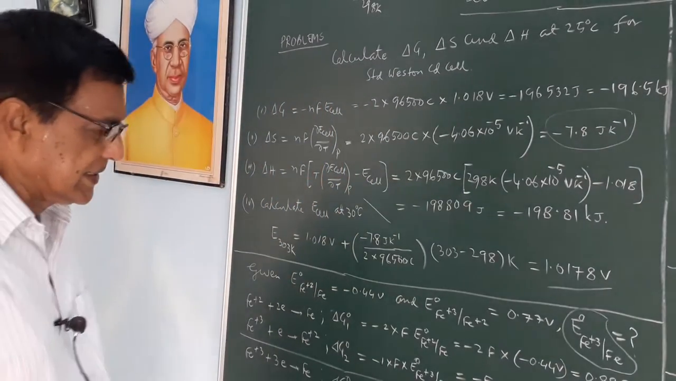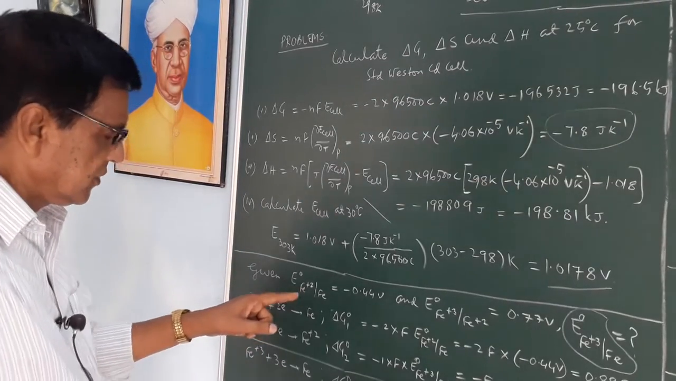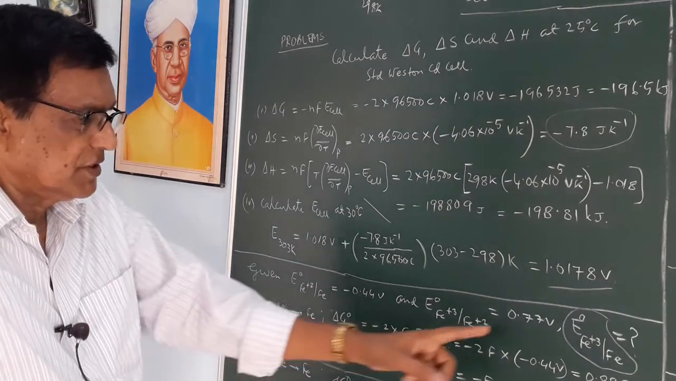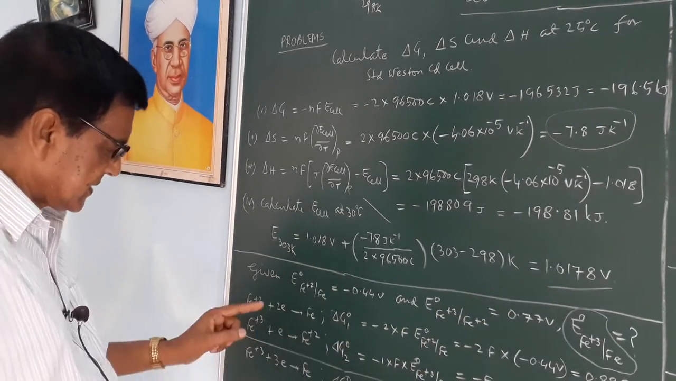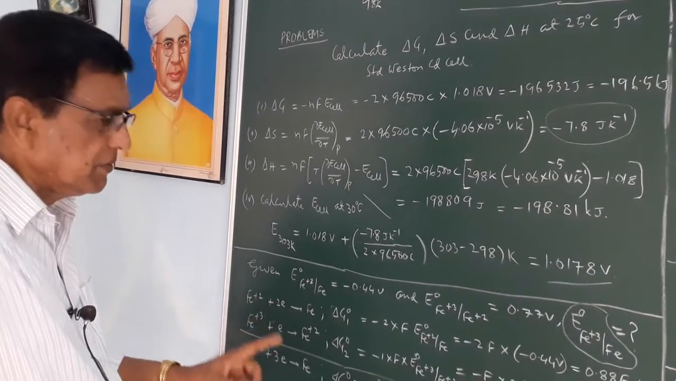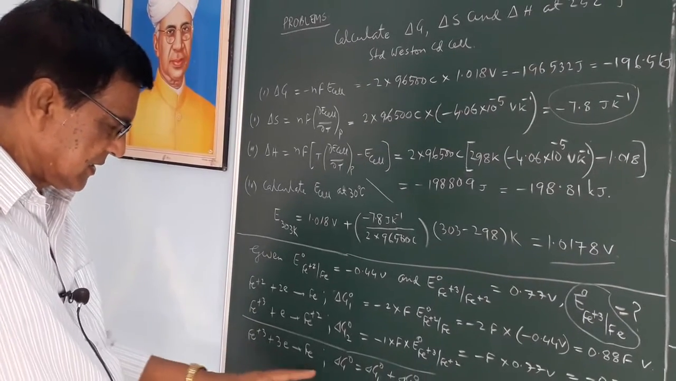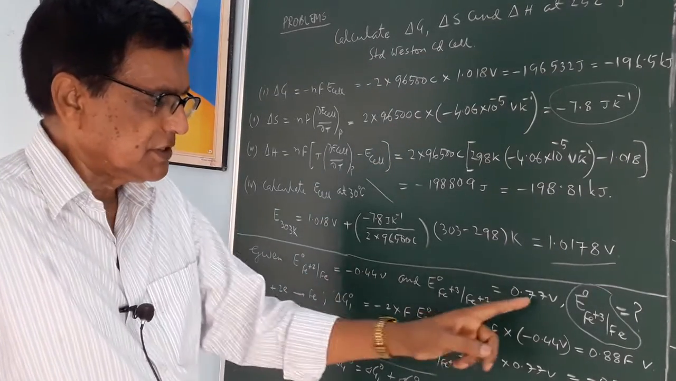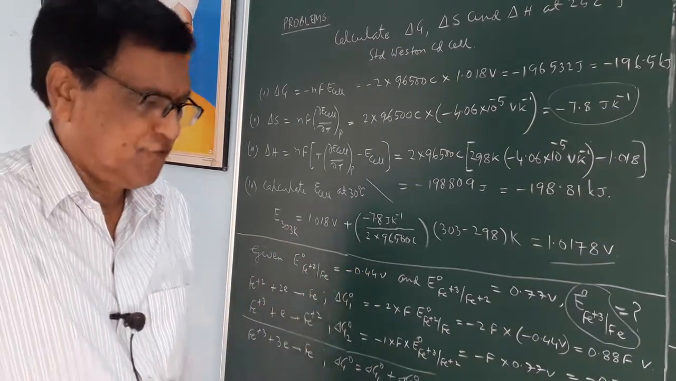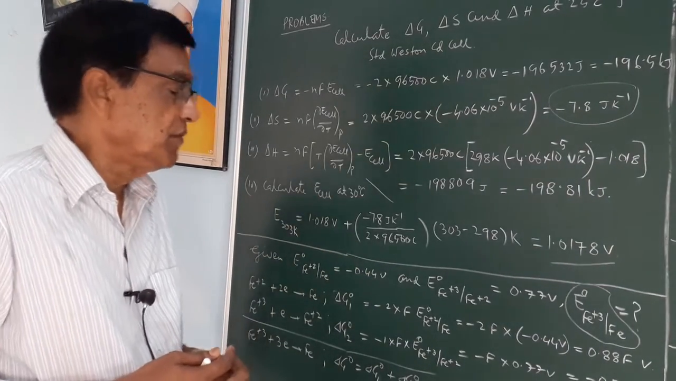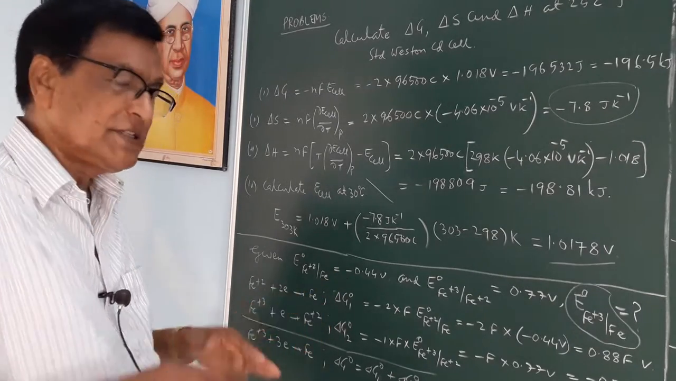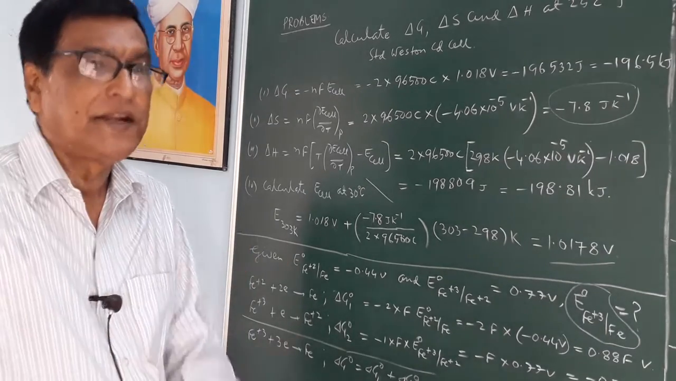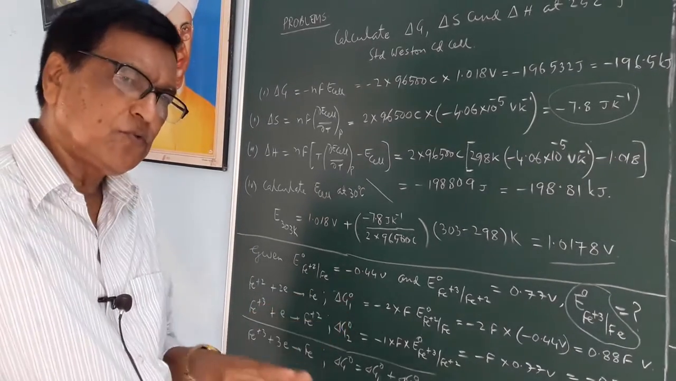What will be the value of this standard electrode potential? In this case, each is an electrode reaction, and the sum of the two gives this electrode reaction. But actually, this EMF and this EMF cannot be added up. Why? This is due to the fact that the EMF is an intensive property, and intensive properties cannot be added up.